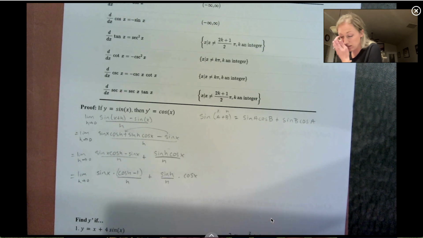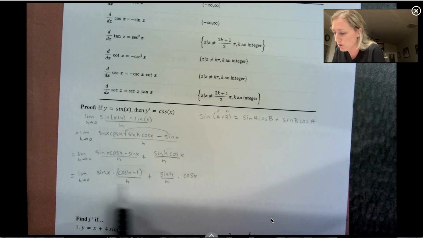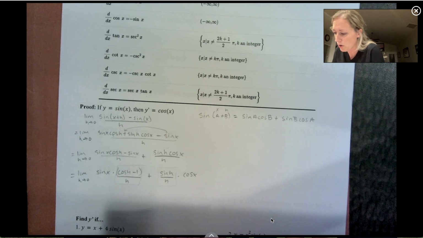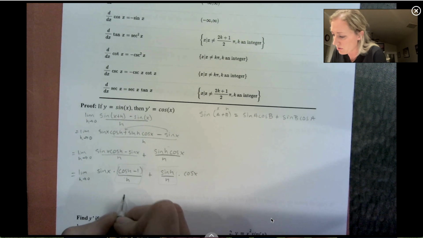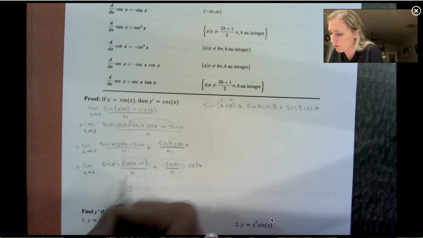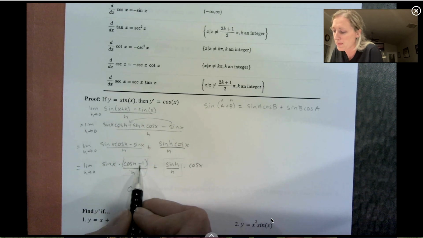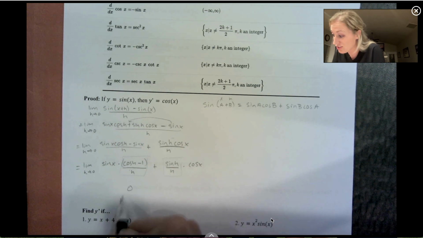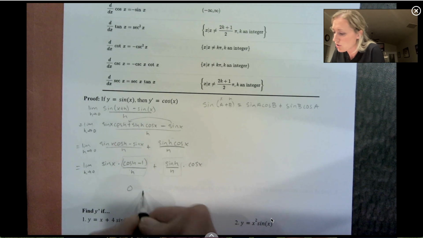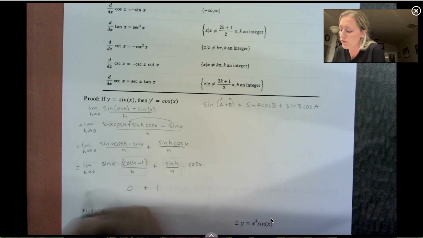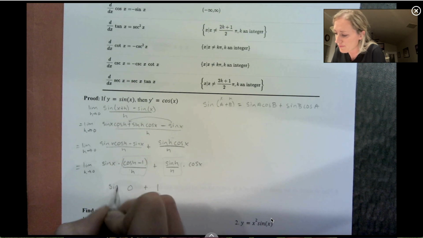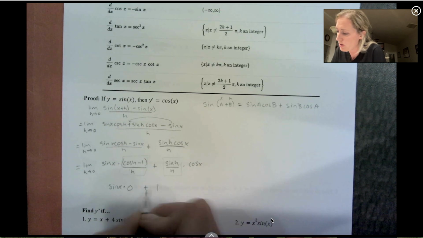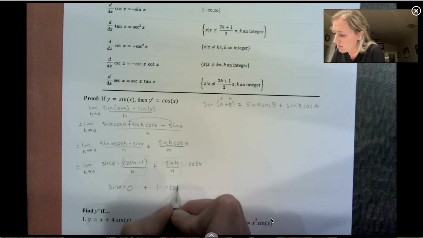Okay, so why is that helpful? Well, these are two limits that I know as h goes to 0. So this limit is 0. This is back from chapter 1. Okay, so the limit as cosine of something minus 1 over that same something is 0. Sine of h over h is 1. Okay, so we are finding those limits. So I have now sine x times 0 plus 1 times cosine x.